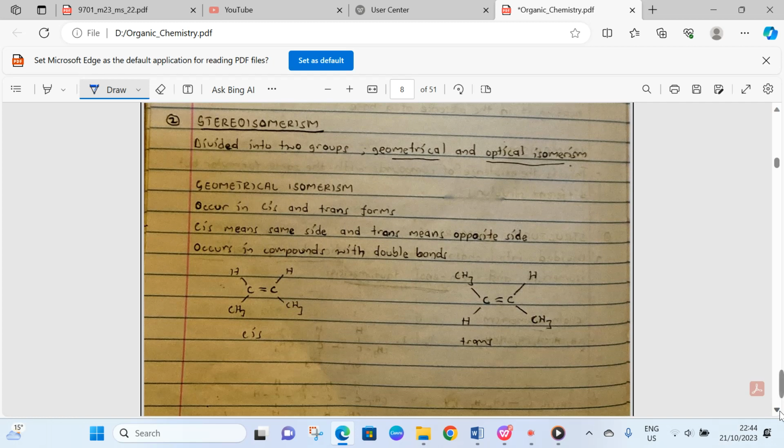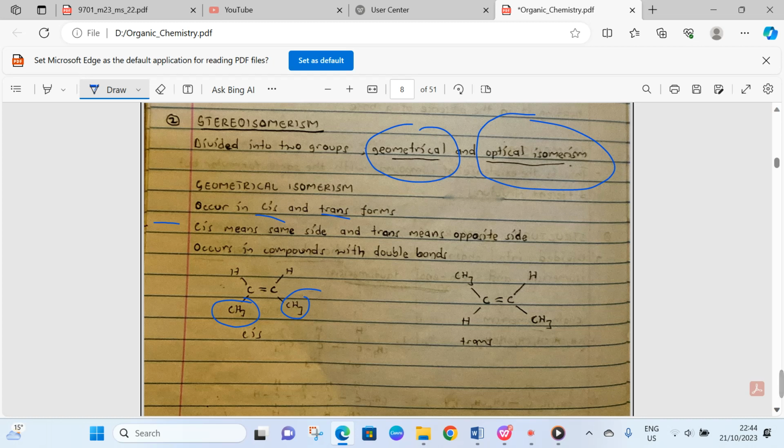Okay. Let's talk about stereoisomerism. Stereoisomerism is divided into geometric isomerism and optical isomerism. Let's go on to geometric isomerism. So, geometric isomerism is what is known as cis and trans forms, or cis or trans isomerism. Cis means same side, and trans means opposite side. Let us look at this CH3 group of atoms here. They're on the same side, right? They're on the same side. That's why it's a cis.